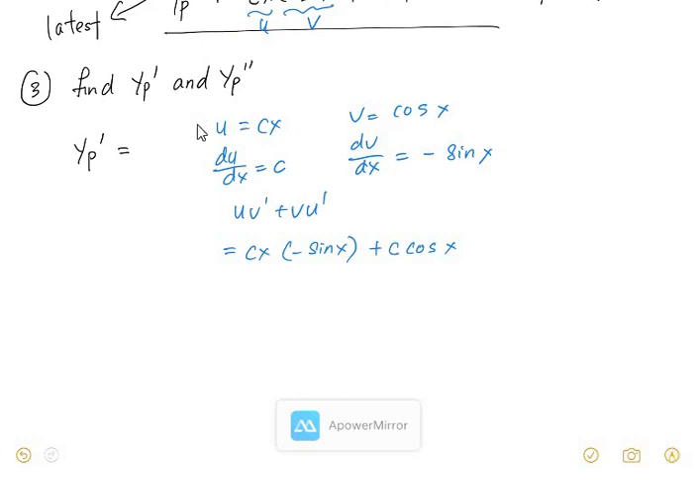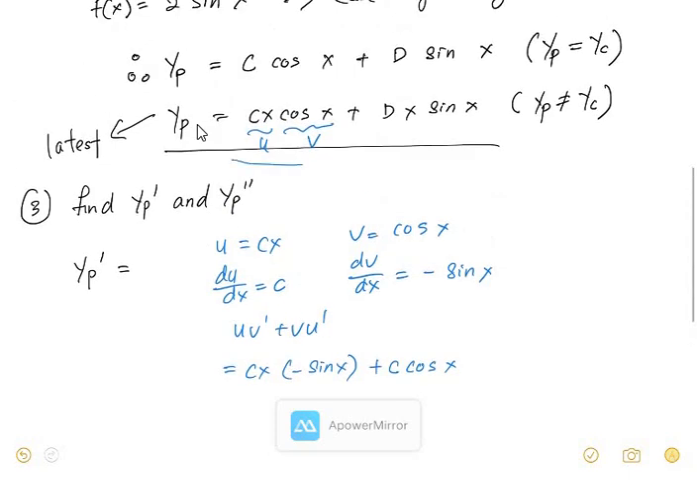So this is for the first part only. What about the second part? You also do the same thing.